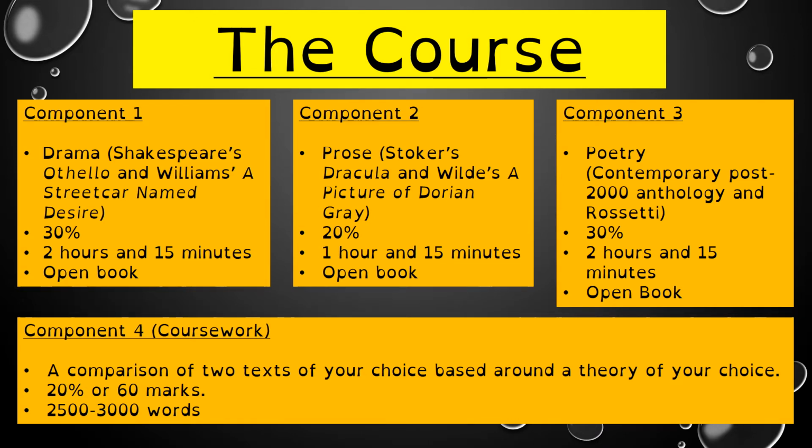Then Component 2 is prose, so it means that we're looking at novels. Totally novels, nothing else, no mixing and matching again in this paper. And for that you will study Bram Stoker's Dracula and Oscar Wilde's A Picture of Dorian Gray. There will be a choice of 2 questions on those 2 texts. You'll pick one, you'll write your essay, 1 hour and 15 minutes, done, out of the exam again. It's open book, so you'll get to take a copy of both of those texts in with you.